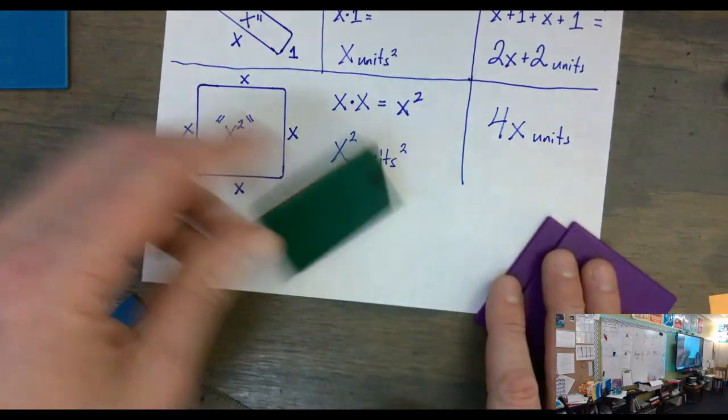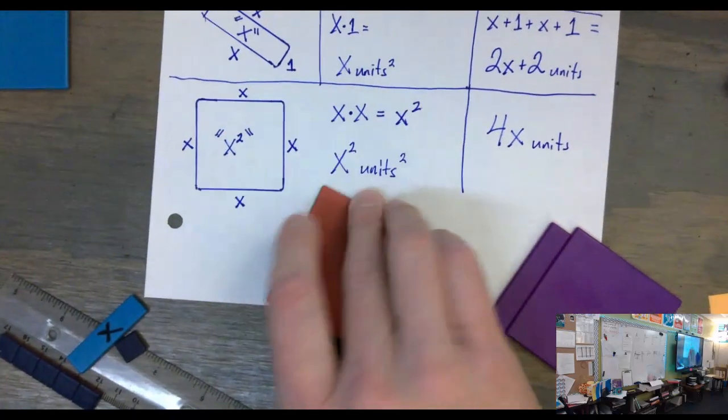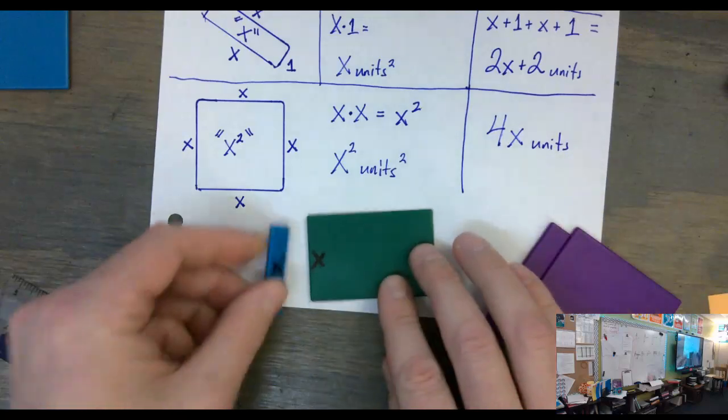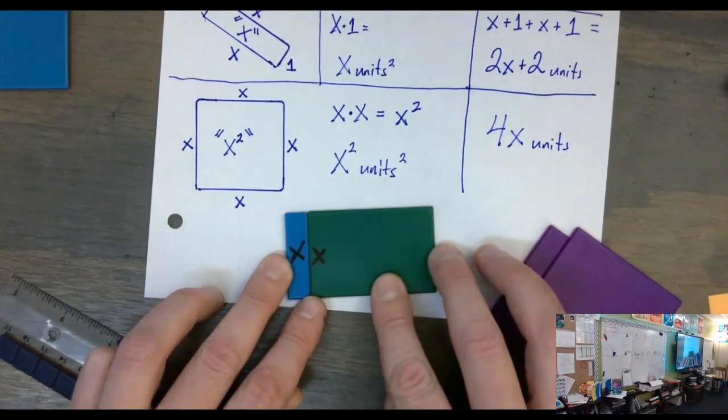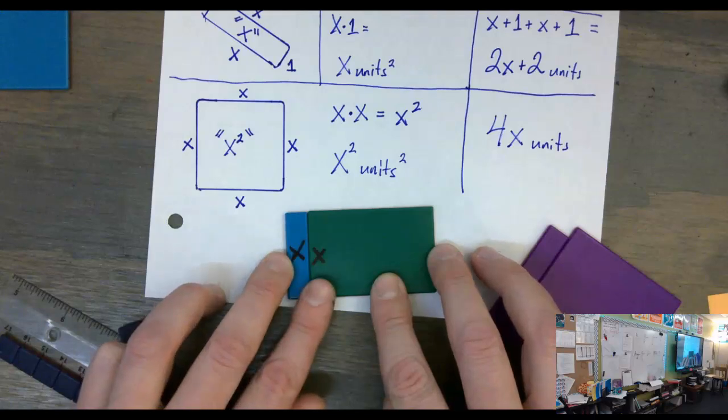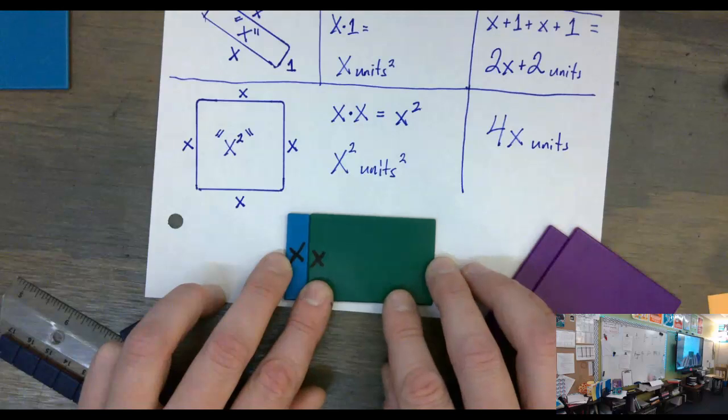Now wait, what about the green tile? This edge, I can line up here and see that's X. Anyone have any other observations? Isaac?